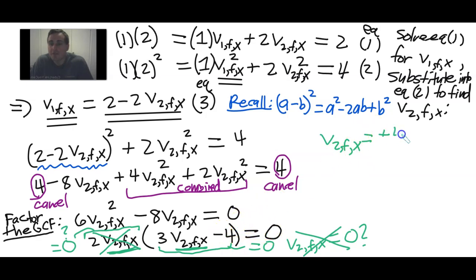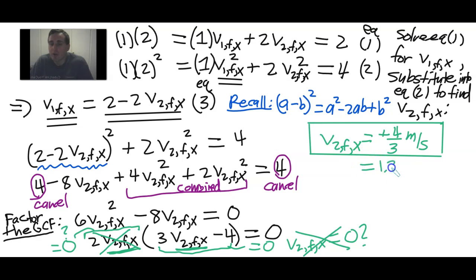So it's going to be positive 4/3 meters per second. That's going to be the final x velocity of the second mass. If you write that as a decimal, which I think we'll show with a little simulation here in just a second, that's equal to 1.3 repeating meters per second. Okay, so 1 1/3. Now the question is, what's going to be the final velocity of mass 1?